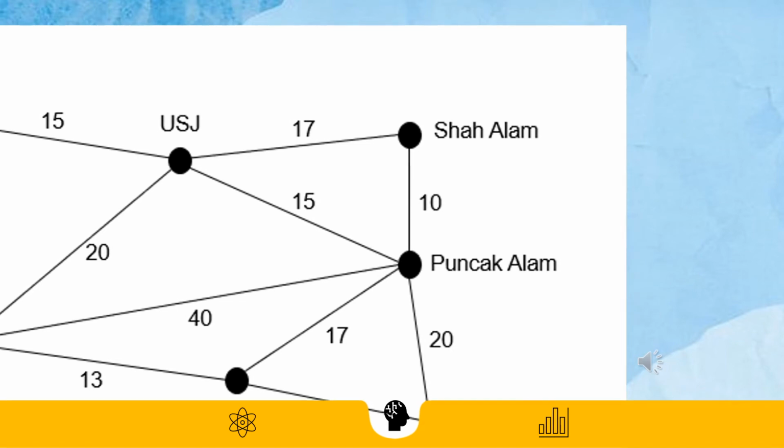Next, let's take a look at the vertices of USJ, Shah Alam, and Puncak Alam. The vertex of Shah Alam is connected with the vertex of USJ through the edge of 17 weight, and the vertex of Shah Alam is also connected with the vertex of Puncak Alam through the edge of 10 weight. Meanwhile, the vertices of USJ and Puncak Alam are connected through the edge of 15 weight.